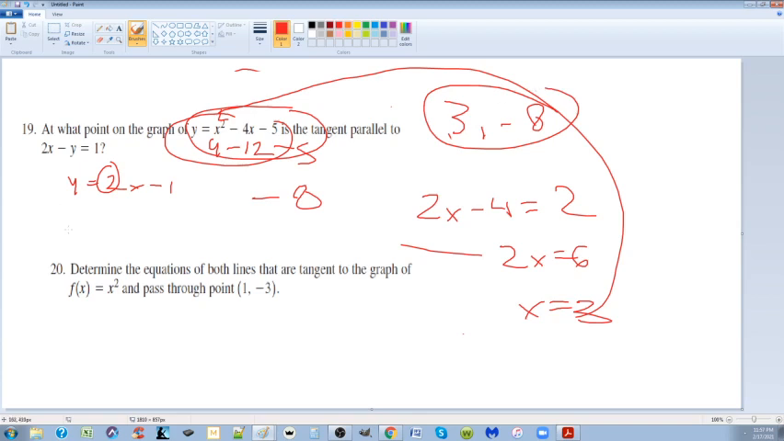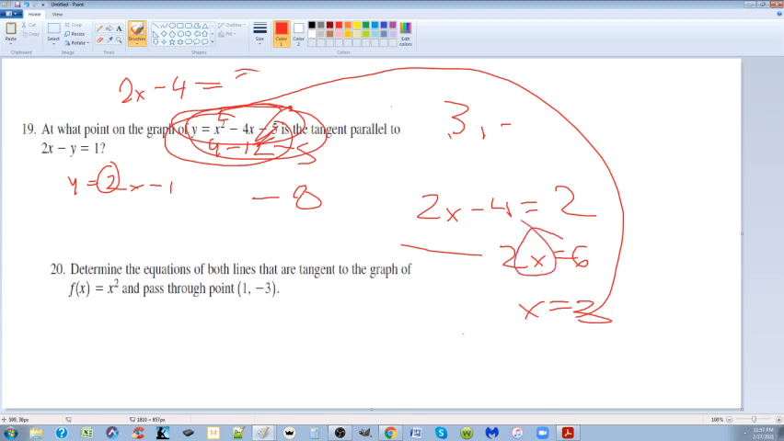How did I do that? Okay, find the slope, do the normal derivative thing of it, discover what it is, get rid of all the h's, and you're going to be left with 2x minus 4 when you're done. Make that equal to the slope, which is 2. Solve for x. Once you find x, plug it back into the original equation to find your y, and there you'll have the point.